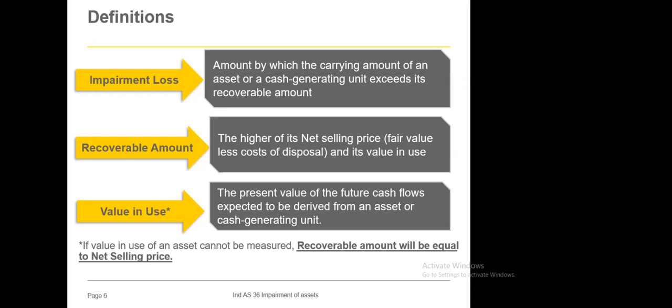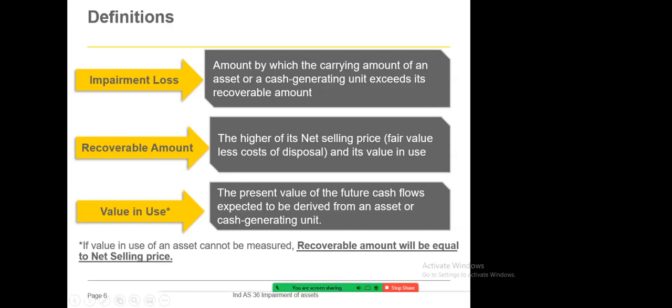So suppose, as I mentioned, the carrying amount of that plant and machinery is 1 crore rupees. But when you take the present value of future cash flow, it comes to maybe 90 lakh rupees. In that case, your carrying amount is greater than your value in use. So again, you need to impair your asset. Here it says that if the value in use of an asset cannot be measured, then the recoverable amount will be equal to the net selling price.